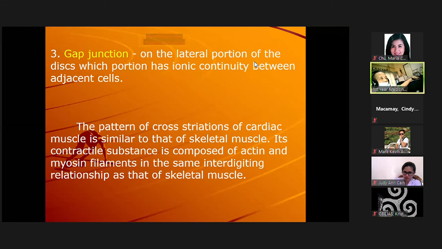And third is your gap junction. This is on the lateral portion of the discs, which provides ionic continuity between adjacent cells. The pattern of cross striations of cardiac muscle is similar to that of skeletal muscle. Its contractile substance is composed of actin and myosin filaments also, in the same interdigitating relationship as in skeletal muscles. So it's the same.